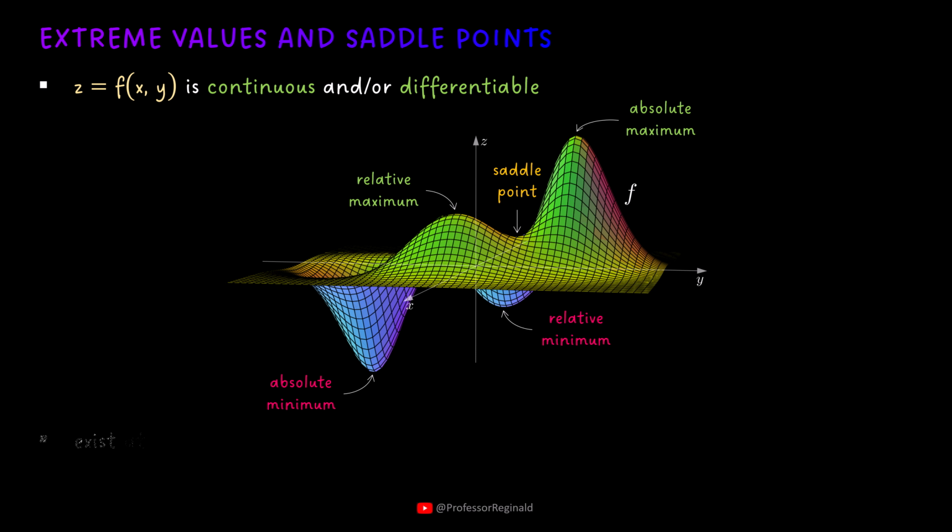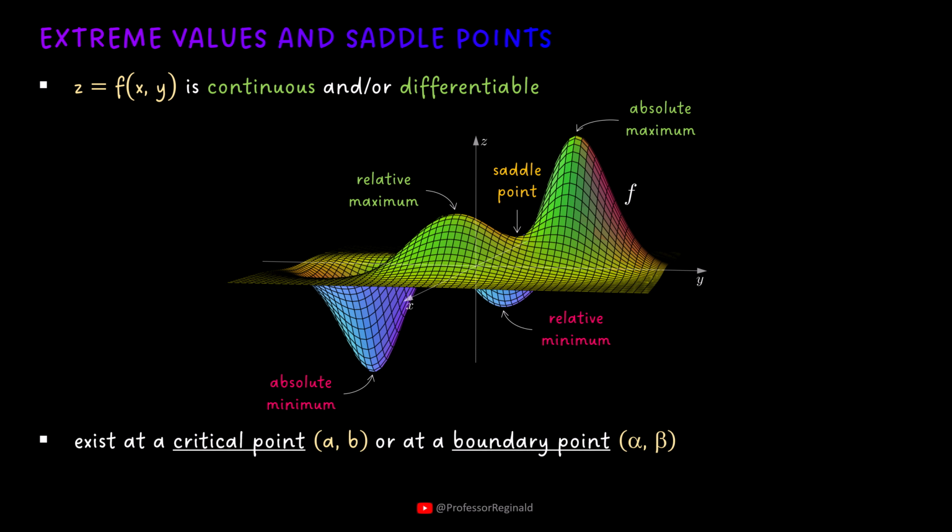These extrema and saddle points exist at critical points or at boundary points in the domain of the function. This means that locating critical points and identifying boundary points are essential in determining the extrema and saddle points of a function. The function has to be continuous anywhere in the domain because we want to make sure that the absolute or relative extrema are indeed the extreme values of the function. Meanwhile, the function has to be differentiable anywhere in the domain so that we can identify the locations of all the relative extreme values of the function.